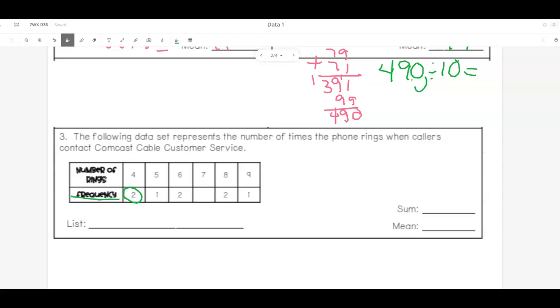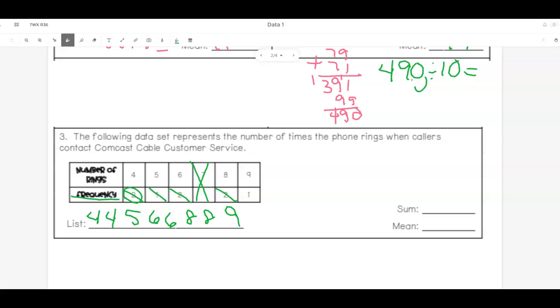So we're writing out our numbers. I need 2 number 4s. I have 1 5. I have 2 6s. I don't have any 7s. I have 2 8s. And I have 1 9. The frequency tells me how many times that number showed up. So I had to rewrite them. Does that make sense?